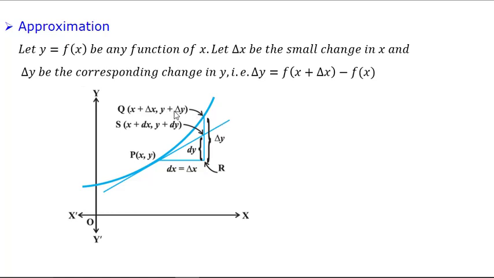This change, this delta y, is what? It is the y coordinate of point Q minus the y coordinate of point P. So the difference of y coordinate of Q and y coordinate of P is your delta y, and this delta y, if I talk in terms of function, so y coordinate of point Q is f of x plus delta x, and the y coordinate of point P is f of x. So this is the difference, this delta y.